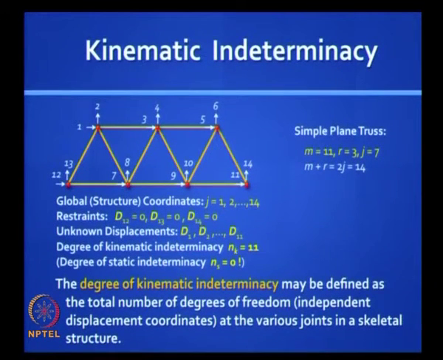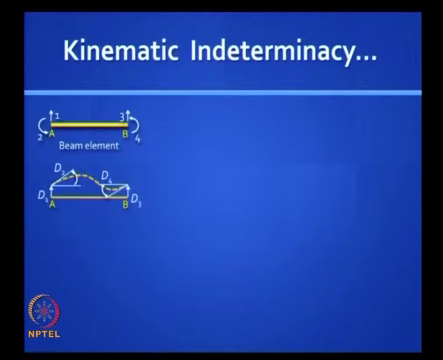It is defined as the total number of degrees of freedom or independent displacement coordinates at the various joints in a skeletal structure. So in other words, we are able to locate this structure in its deformed configuration with reference to its original configuration, and once you know that the joints are located in a certain manner, we can really interpolate and get the location of any point on that structure in any bar with reference to those joint locations.